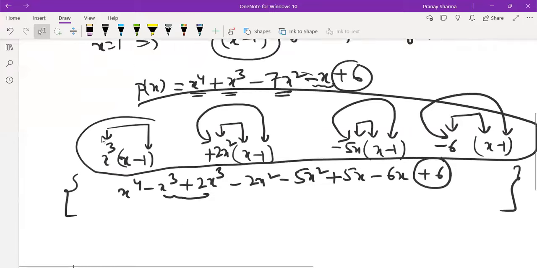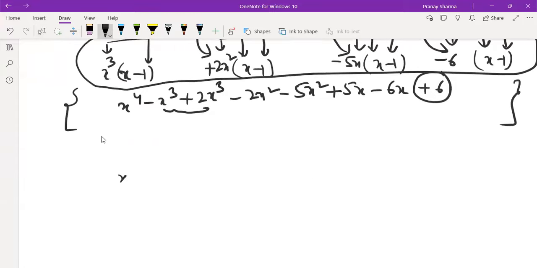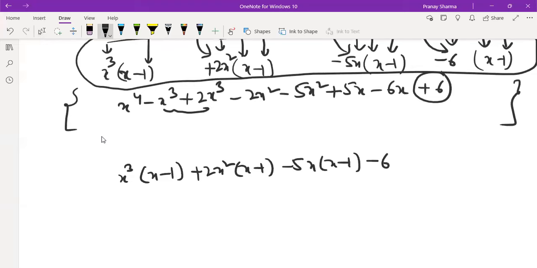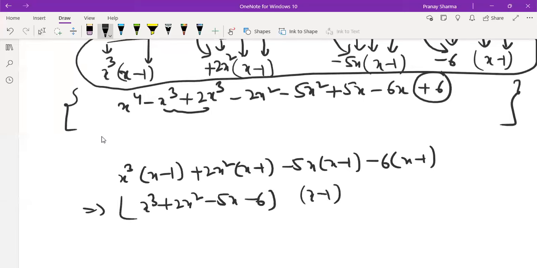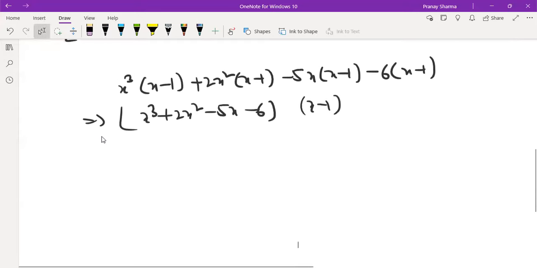Okay, so I'll consider this. It is x cube times x minus 1, plus 2x square times x minus 1, minus 5x times x minus 1, minus 6 times x minus 1. If you scan it from left to right, you will have x minus 1 common. So it will be x cube plus 2x square minus 5x minus 6, and then we have x minus 1, right? Again, people, we need to factorize this. We have not done the factors yet, right? This is a cubic expression. We need to follow the same method here, right?